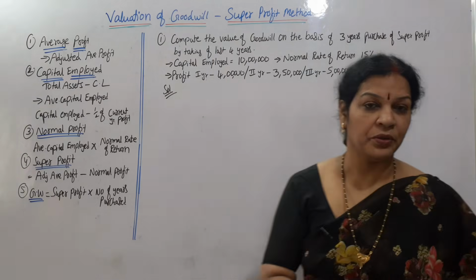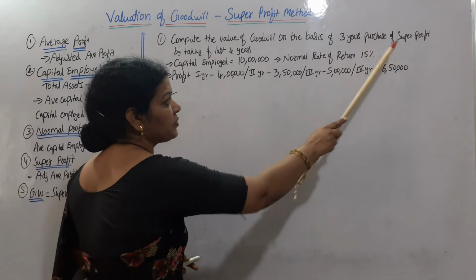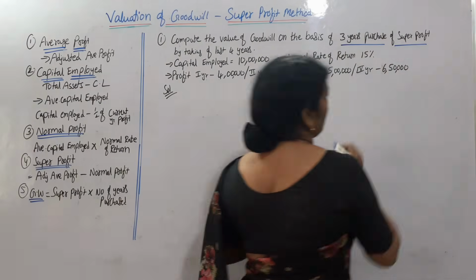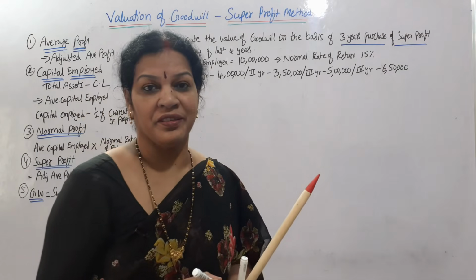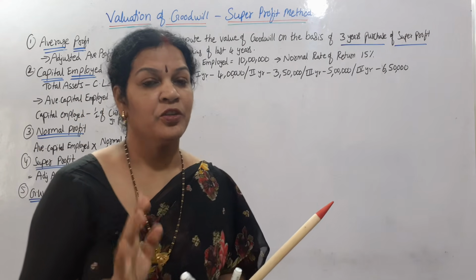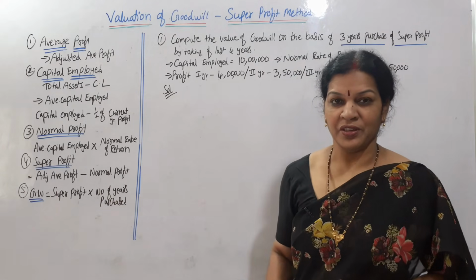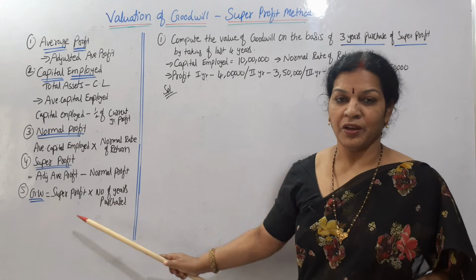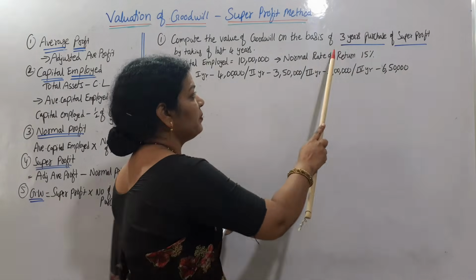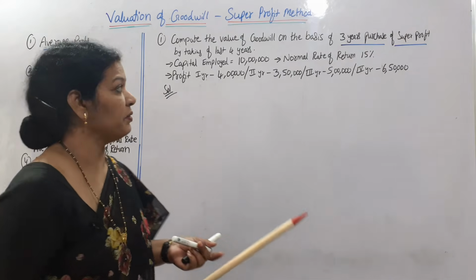Now this is the problem given to us. Compute the value of goodwill on the basis of 3 years purchase of super profit. 3 years purchase of super profit means it is the super profit method. The word super profit means super profit method. The formula is super profit into number of years purchased. How do you get super profit? 4 steps. Here it is given 3 years purchase of super profit by taking the last 4 years. 4 years' profit is given to us.